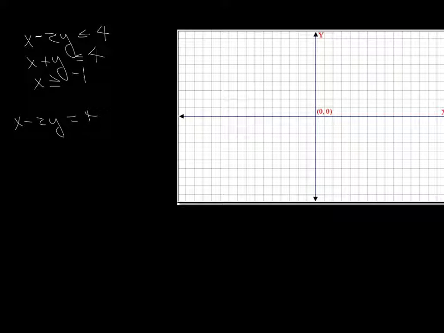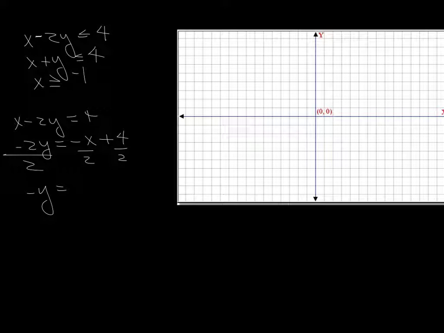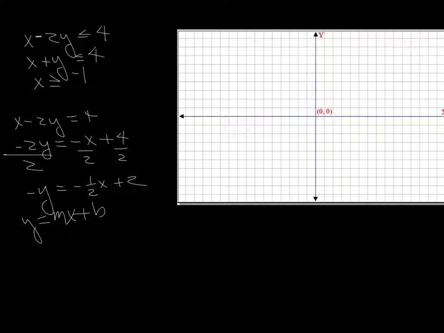And what we're going to do here is we are going to make it equal to y. So negative 2y equals negative x plus 4. Divide by 2. Divide by 2, and I have negative y equals negative 1/2 x plus 2. And now it's in slope-intercept form. It's in the form y equals mx plus b.